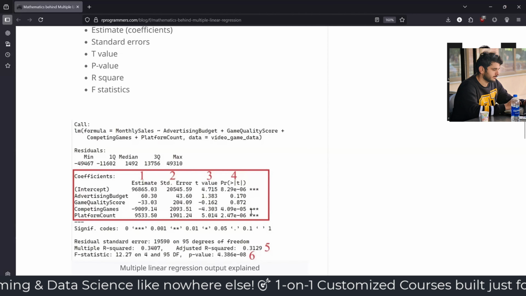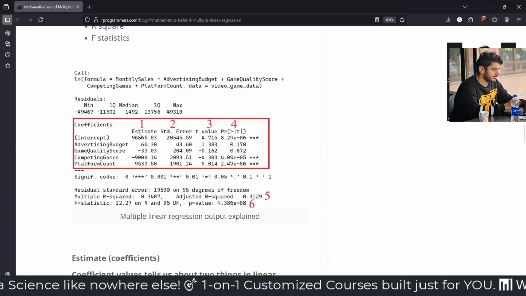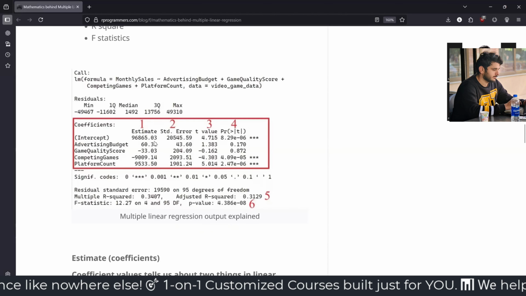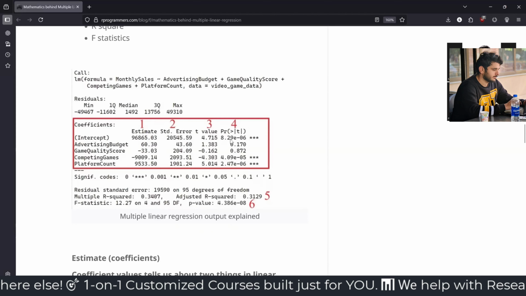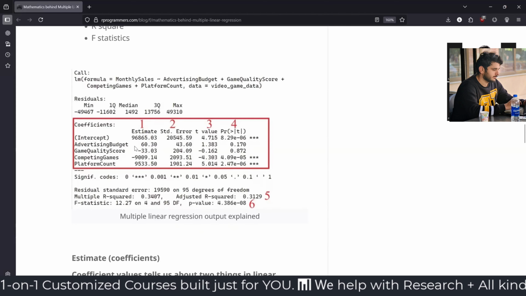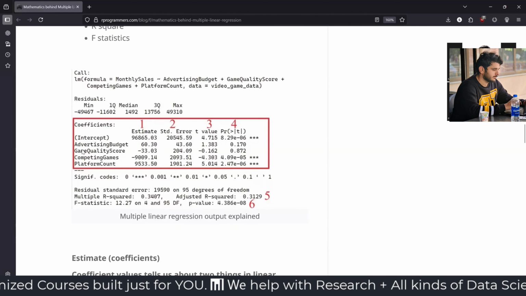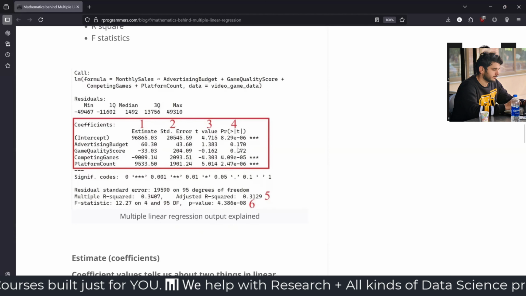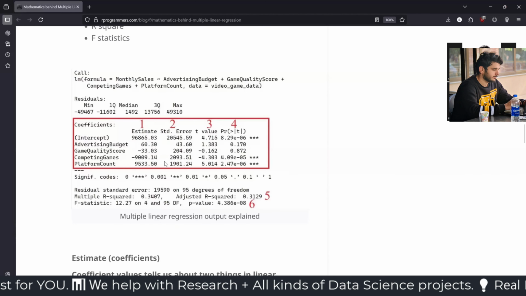Now, what we can assume from here is that even though we have values in all of them, and they are not zero, they are only statistically significant when we have a p-value less than 0.05. If we have statistical significance, then we talk about their coefficients and what they tell us. If advertising budget is not even statistically significant, we cannot understand what that estimate basically means.